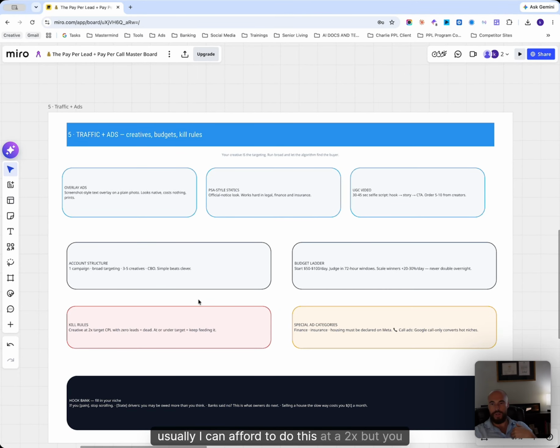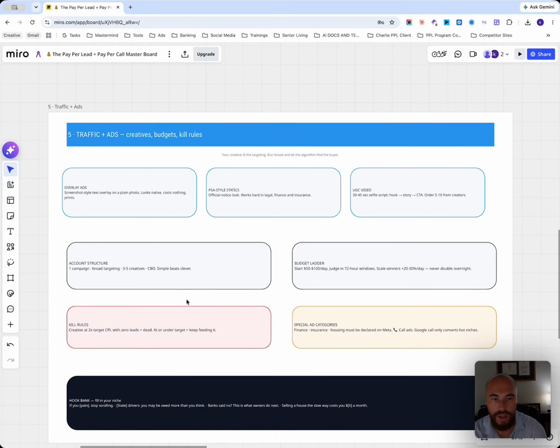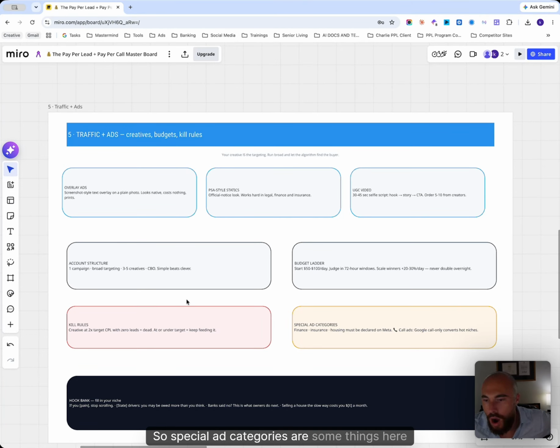Usually I can afford to do this at a 2x, but you can do it at a 1.5x your target CPL. So if you have an ad that's 2x your target CPL, or for you guys, I would say even 1.5x your target CPL, we could kill that if it's got 0 leads. So if it's at or under target, you want to keep feeding it 20 to 30% per day budget. And it's literally that simple to run ads. It's that simple.